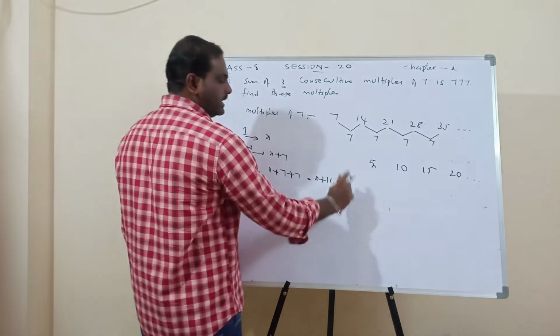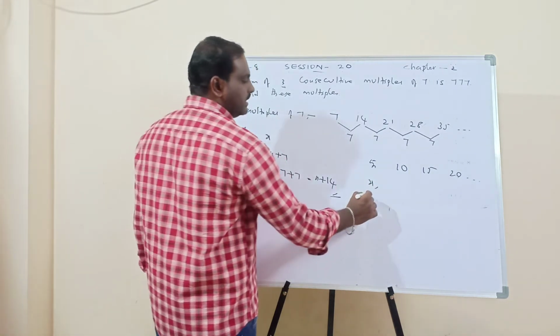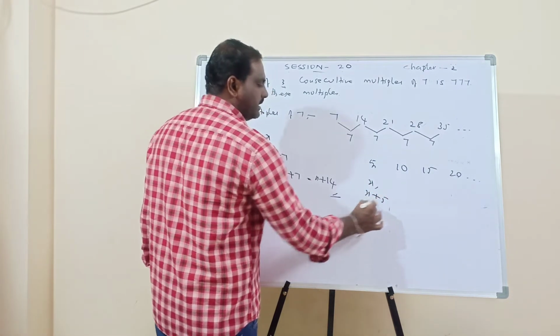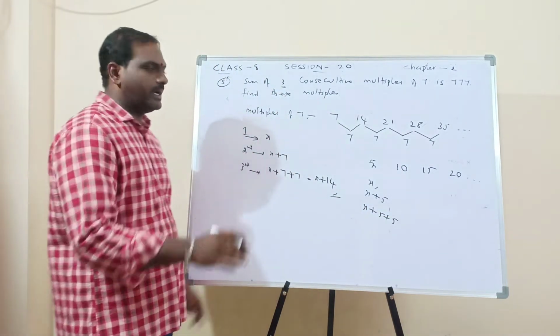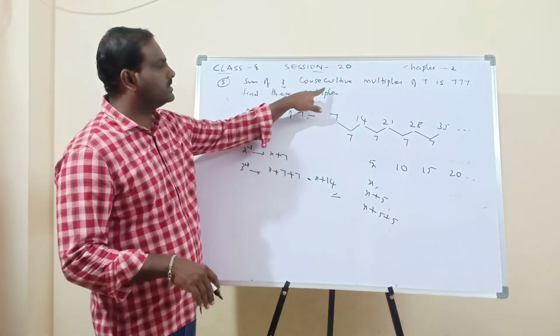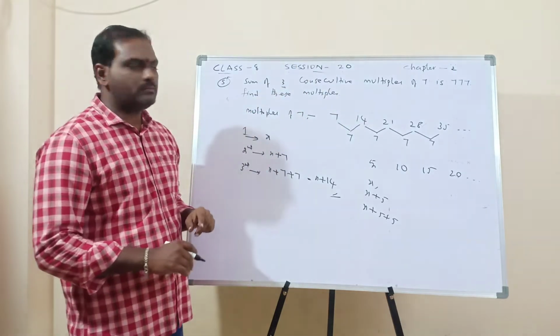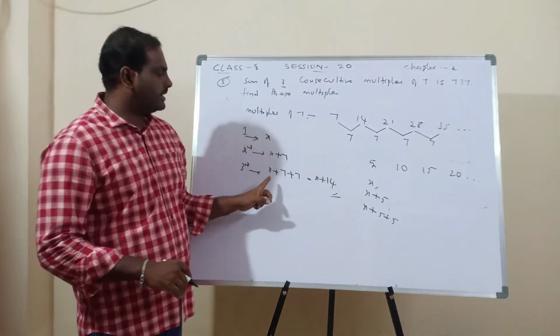Now in this case, the first one will be x, second one will be x plus 5 and third one will be x plus 5 plus 5. If the same question is given as sum of consecutive multiples of 5, then you have to take it in this way. Since it is multiples of 7, we have to take it in this way.